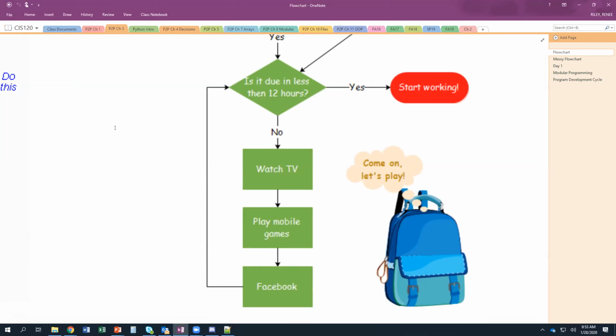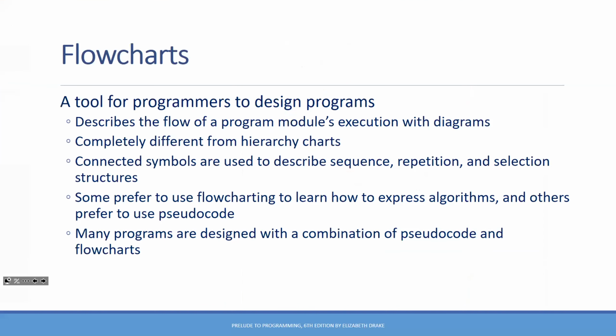So after we check Facebook, we're going to follow this path and come right back up here and check this decision again. Is homework due in less than 12 hours? Nope, still not. I can watch more TV, play some games, check Facebook again. And so I can keep looping through this looping structure until I finally hit a yes condition and go do my homework. Okay, so our flow chart can show relationships like that where we have to loop and do some things. Well, let me show you another one here.